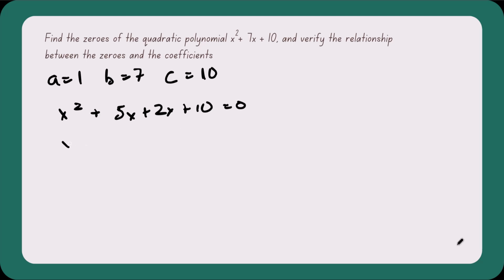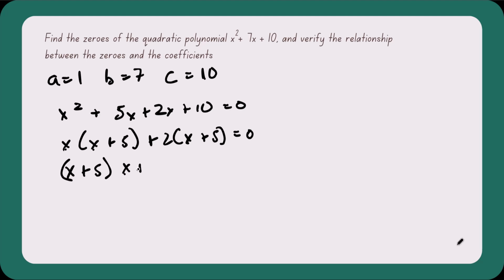Now what do we have? x into x plus 5, 2 into x plus 5. So x plus 5 I can take out common, right? So I have x plus 5 into x plus 2 is equal to 0. So x is equal to minus 5 and minus 2. Easy. So what are alpha and beta? Alpha is equal to minus 5, beta is equal to minus 2, right?